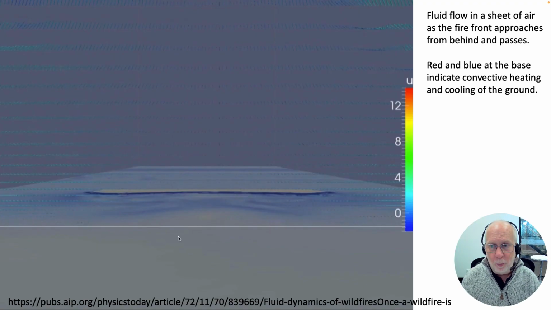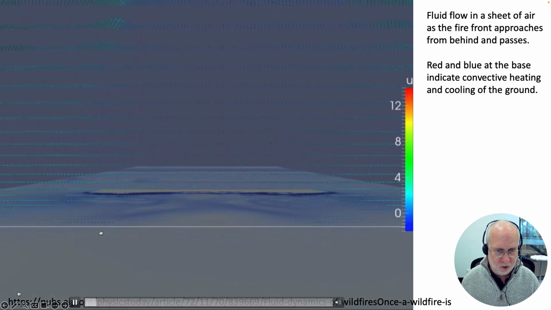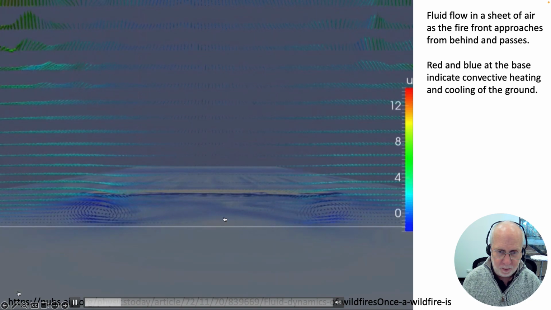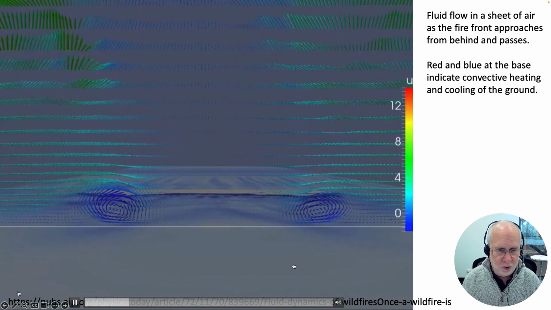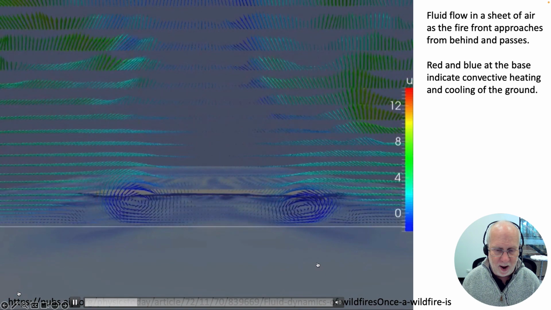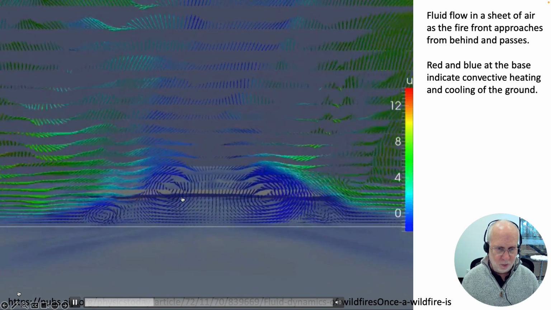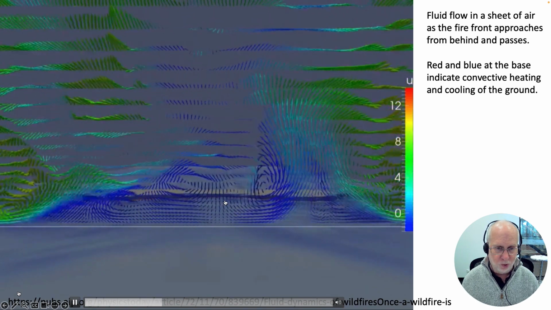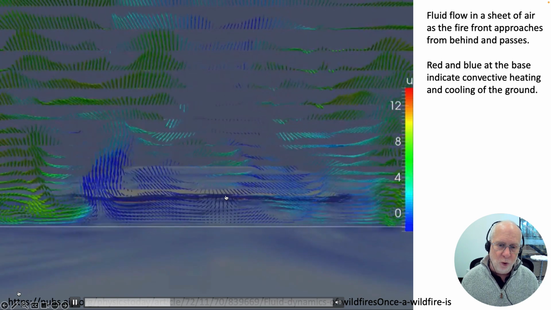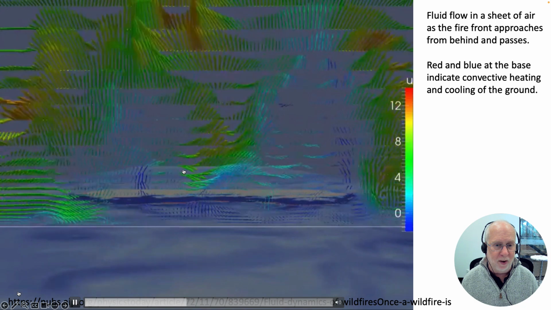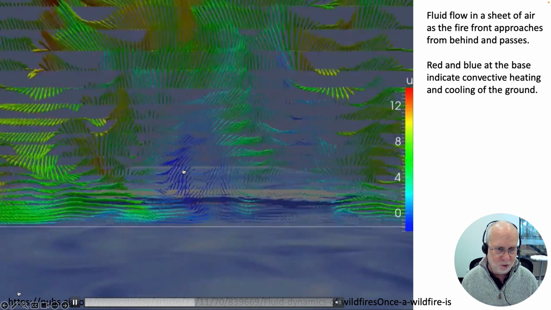Here is a computational fluid dynamics simulation of something like this. What we've got here is we're simulating the fluid flow in a particular transparent sheet of air over the top of this white line. The grey at the bottom shows the ground, and we've got a fire front that's coming towards us. So you can see where the fire front is here, it's moving closer and closer. And you can see that even before the fire front reaches the line where we're analysing things, it's really stirring up the flow of air around it in a very chaotic way.